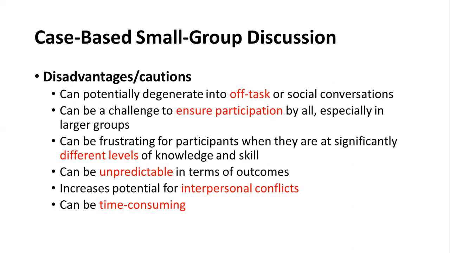So there may be some conflicts, and there may be contradictions in their discussion, and this may be a source of frustration between the learners, between the students. Similarly, it can be unpredictable in terms of outcomes. Obviously, there may be a lot of different outcomes at the end. That is one of the problems which teachers need to handle. Similarly, it increases the potential for interpersonal conflicts because this is a group discussion. So there may be some conflicts between the learners.